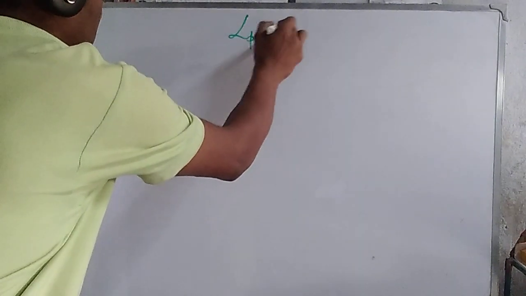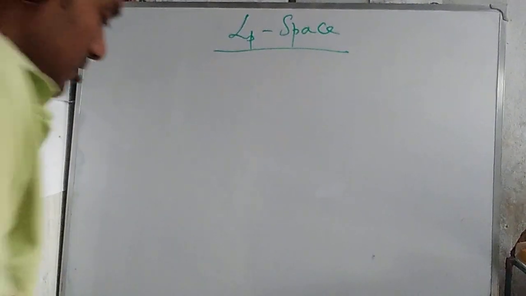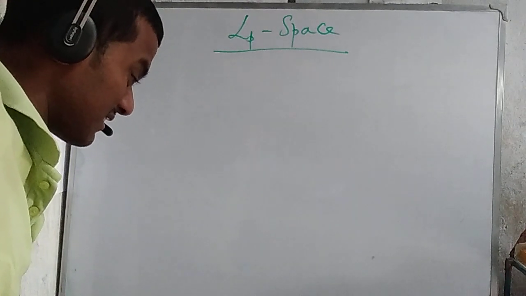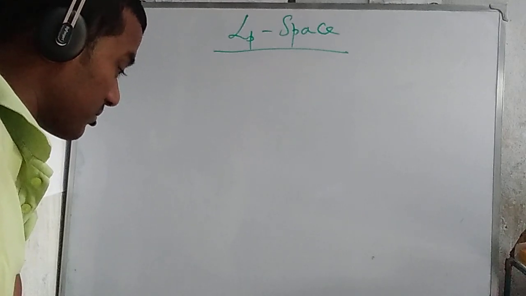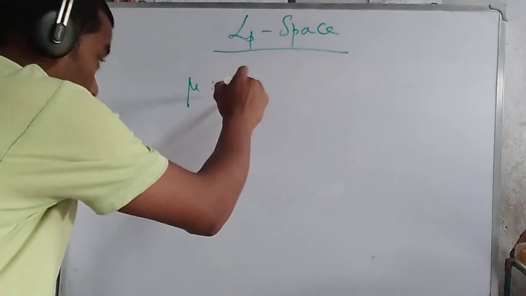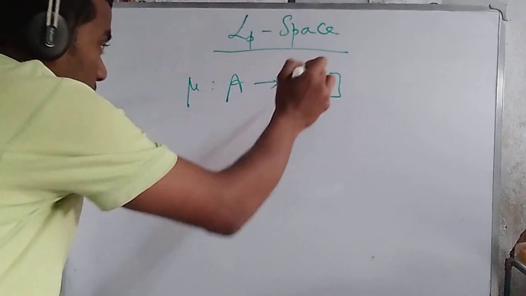Today we start important topics related to measure theory. So today we discuss L^p space, that means an integral space. Now we also are going to discuss something. Here we know that mu is a set function from A to [0, infinity], some measure.